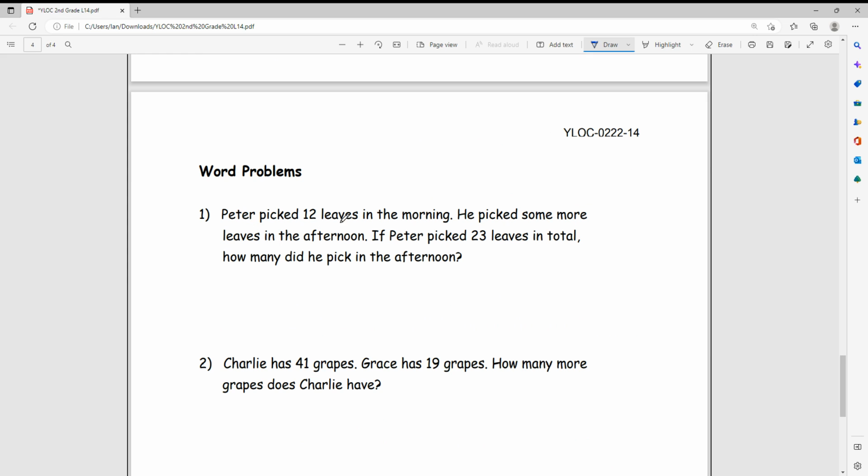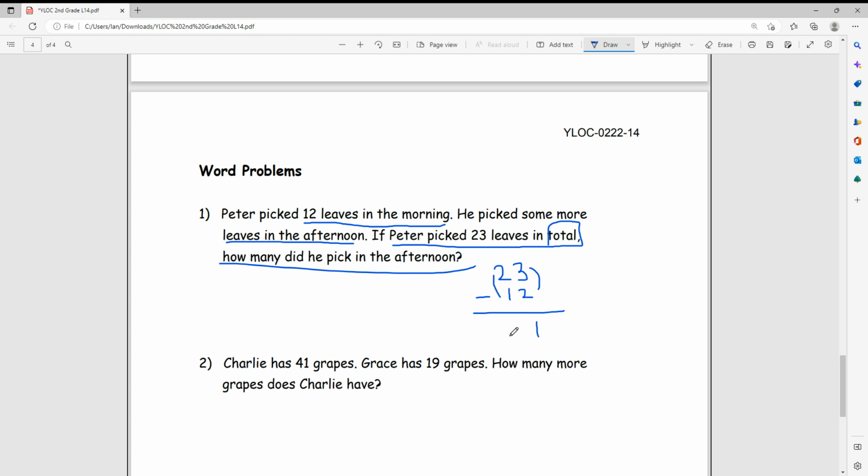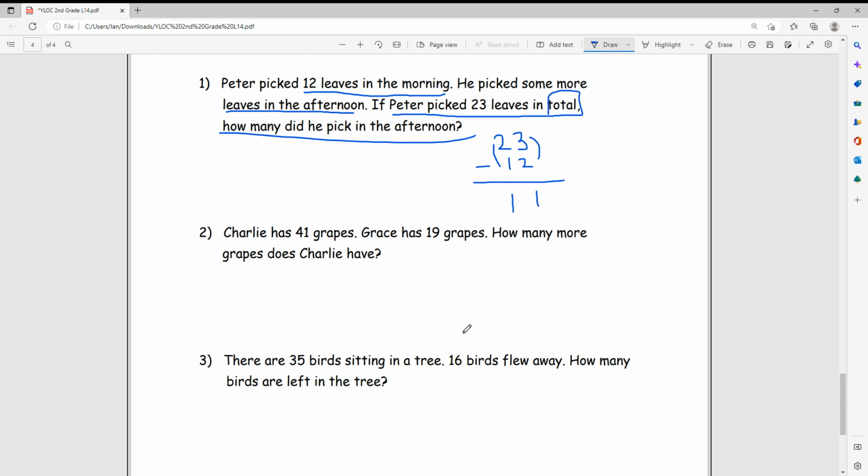More problems. Peter picked 12 leaves in the morning. He picked some more leaves in the afternoon. If Peter picked 23 leaves in total, how many did he pick in the afternoon? So it wants to know how many he picked in the afternoon. Since we don't know how many, but we know the total and how much he picked in the morning, we're going to subtract. So we're going to put the total first and then subtract the 12. So there's 23 minus 12. 3 minus 2 is 1. And then 2 minus 1 equals 1. So he picked 11 leaves in the afternoon.